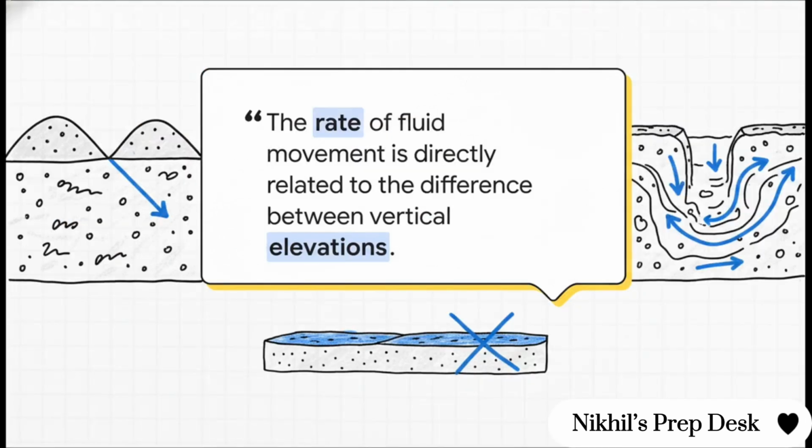To put his discovery into a more formal definition, it goes like this. The rate at which a fluid moves through a permeable medium is directly related to the difference between vertical elevations and indirectly to the distance. In plain English, this foundational law just means the flow is driven by pressure differences and how well connected the rocks or soil are. If the total potentials are equal across a distance, absolutely zero movement is going to happen.